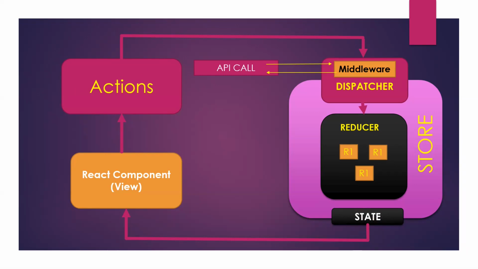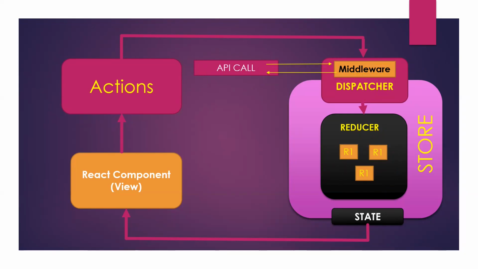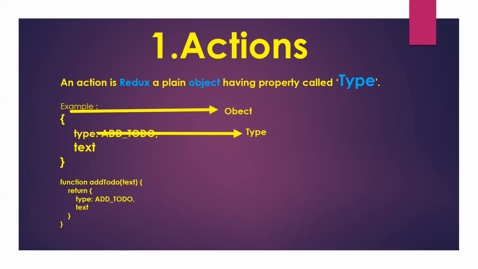Sometimes here we require middleware. For example, if the data is being called from an API, this middleware will act here, and the data will be fetched from the middleware and it will go to the dispatcher, and finally it will go to the reducer. Remember, there can be several reducers in one Redux application. So now let's see one by one.